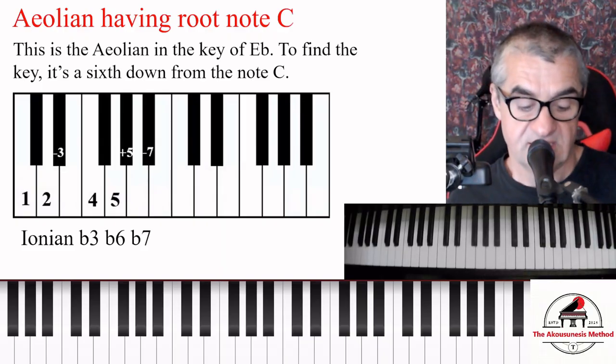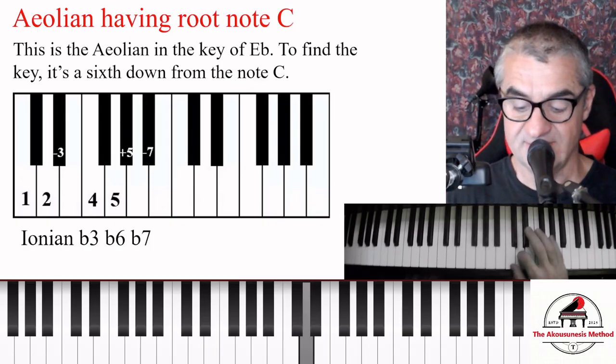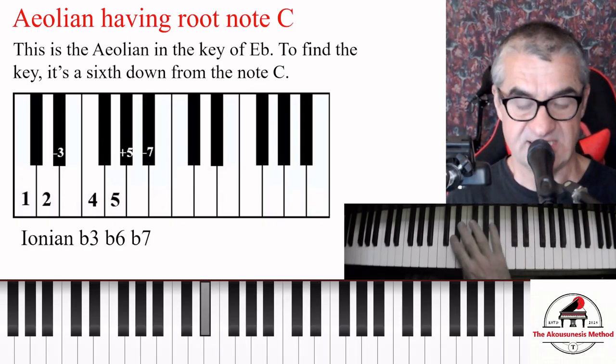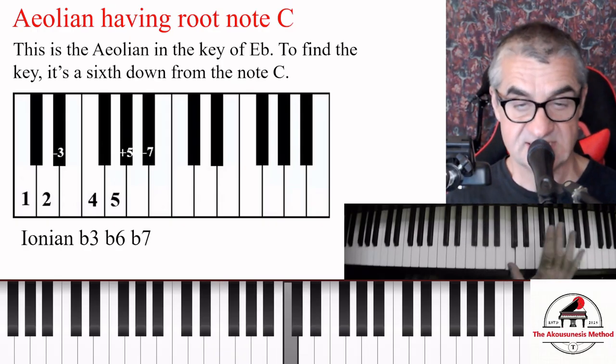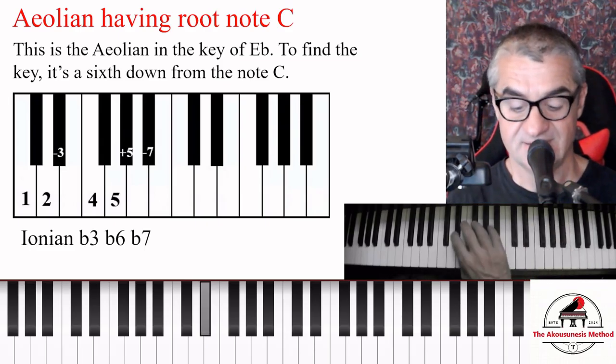Let's double check that. We'll start on E flat here. This is the key of E flat, and we'll count to 6. 1, 2, 3, 4, 5, 6. It hits on C. C Aeolian in the key of E flat.